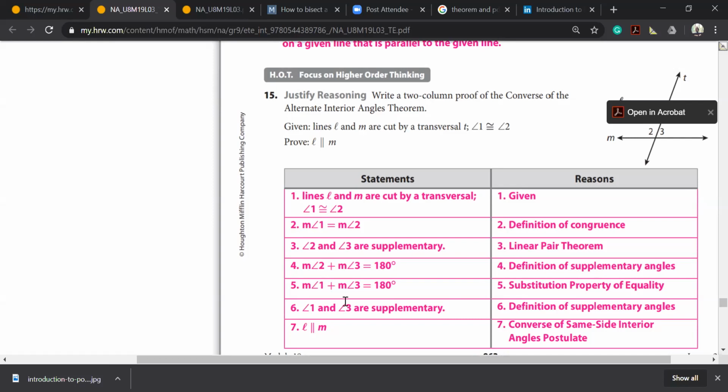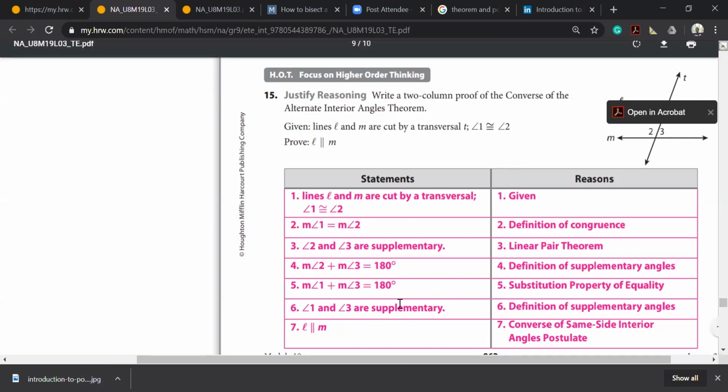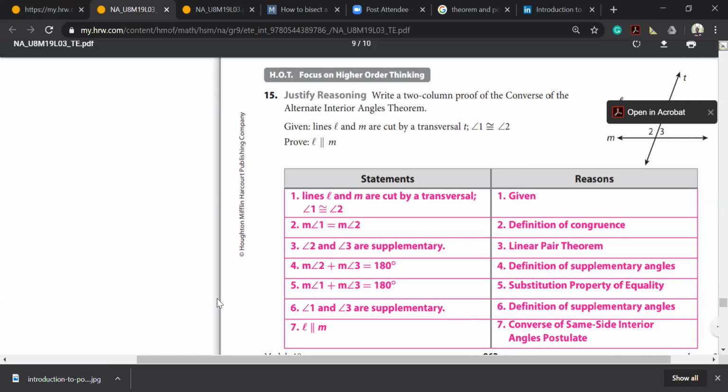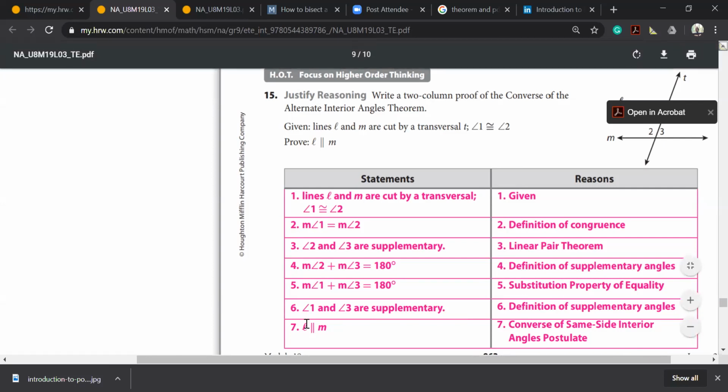Since angle 1 plus angle 3 is 180, we can say that they are what? They are supplementary. Definition of supplementary. Since they are supplementary, using the converse of same side interior postulate that doesn't need any proof, we can write that L is parallel to M.